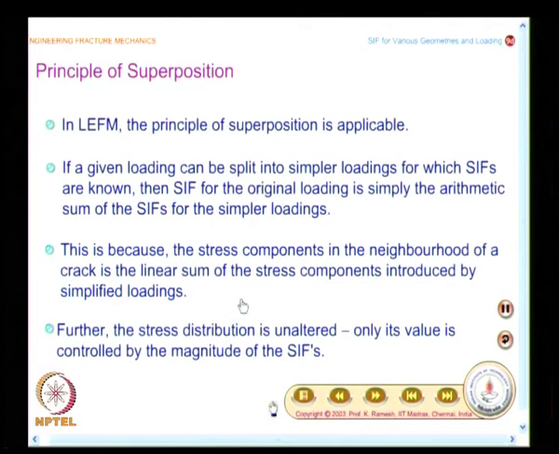And as I mentioned, we are able to do this because the stress components in the neighborhood of a crack is a linear sum of the stress components introduced by simplified loadings. It is point number 1. Further, the stress distribution is unaltered, only its value is controlled by the magnitude of the stress intensity factors. Because of this, we are in a position to add or subtract, as the case may be, the stress intensity factors.